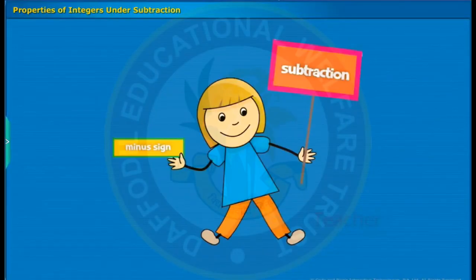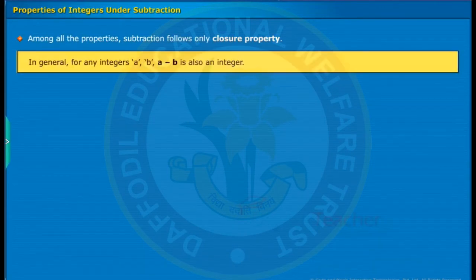Here we will learn about the properties of integers under subtraction. Among all the properties, subtraction follows only the closure property. Closure property defines that for any integers a and b, a minus b is also an integer.